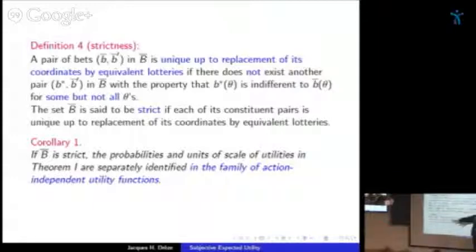If, having fixed one bet and one element for a single theta from the other, there is a unique way of completing the other, that means that the relative units of scale are fully determined. No room to play with bets and keep the property that these lotteries are indifferent for all A's. So there is an operational way of identifying the property that units of scale of the state-dependent utilities are separately identified from the probabilities.